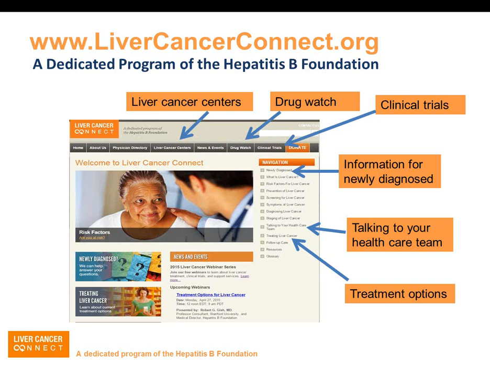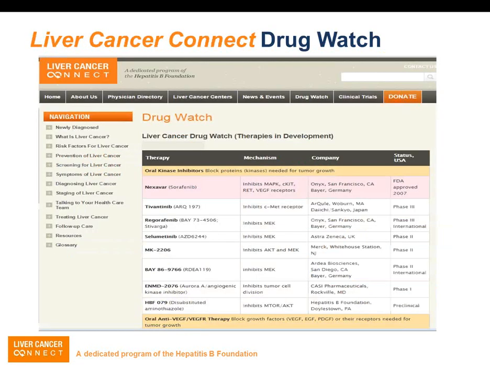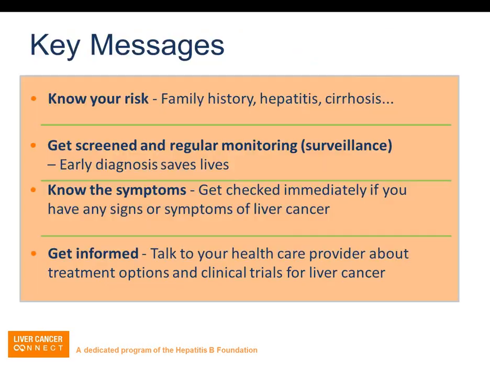Here's a picture of the livercancerconnect.org website with liver cancer centers, drug watch, clinical trials, information for newly diagnosed, talking to your healthcare team, treatment options. Liver Cancer Connect has a drug watch site. Here's all of the different medicines, how they work, where the company is, FDA approval process, phase 1, phase 2, phase 3, preclinical. Take a look at this. This is a very important website.